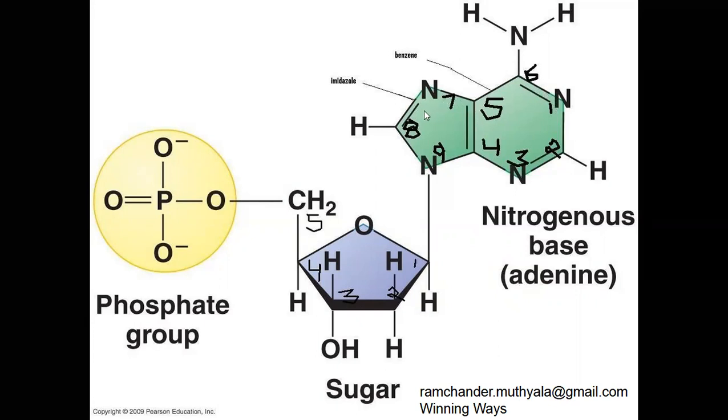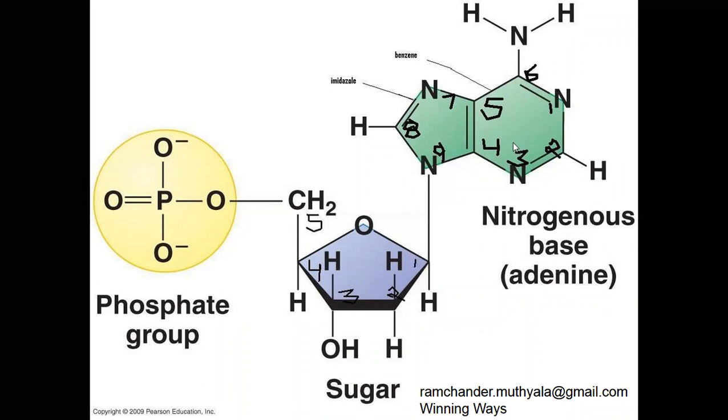The benzene ring is attached to a pentagonal ring, and the pentagonal ring is called the imidazole ring. In this imidazole ring, the seventh and ninth carbons are also replaced with nitrogen atoms. First carbon, third carbon, seventh carbon and ninth carbon are replaced with nitrogen atoms. So these are the double ring structures. These are connected with sugar molecules with a glycosidic bond. The glycosidic bond is the C1N9 glycosidic bond.